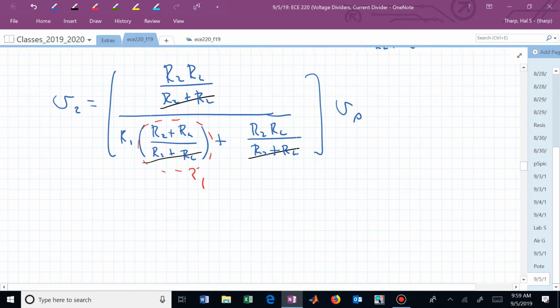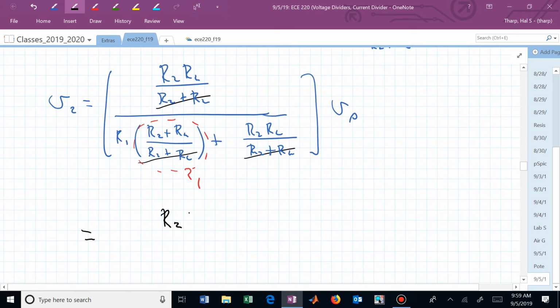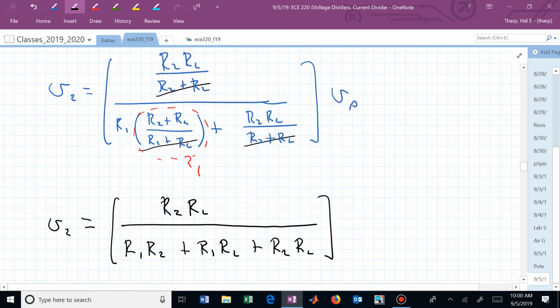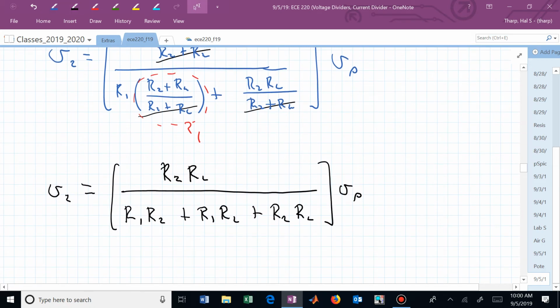I now have R2RL in the numerator, and I have R1 times R2 plus R1 times R sub L plus R sub 2 R sub L. Oh, come on. I thought you said you were going to help here. R sub L is sprinkled around a little bit more. Let's sprinkle it some more. If we just had an R sub L in that first term in the denominator, we could cancel all of the R sub L's, or at least one of them.